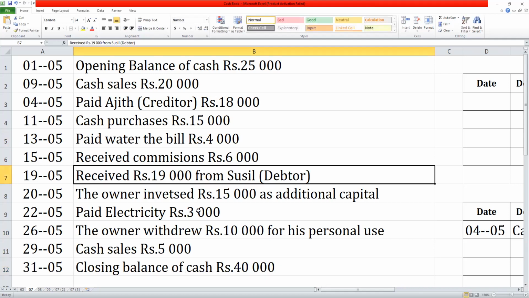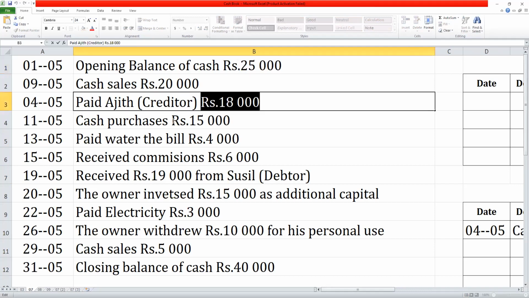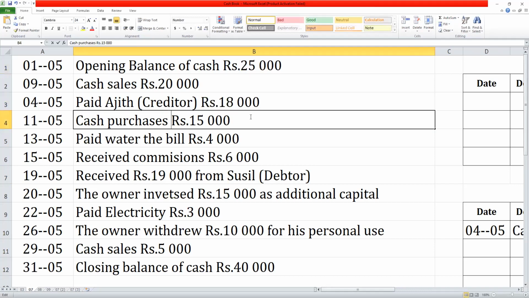Please note, every transaction has a rupee value. Always remember, when you describe a transaction, that you use its value as well. Right. Good.